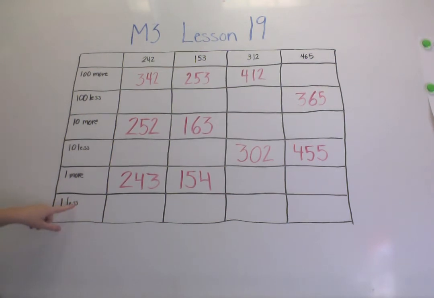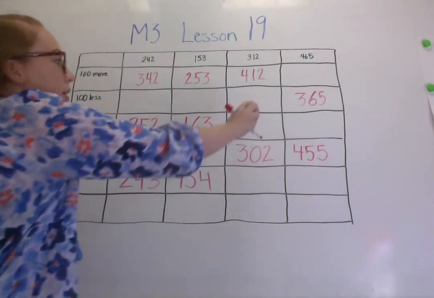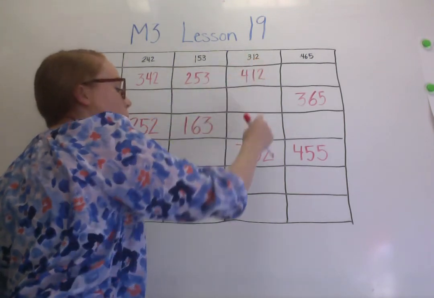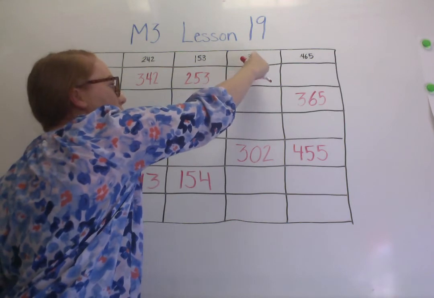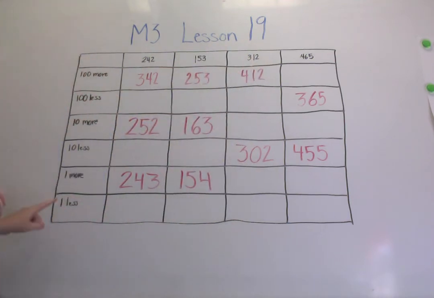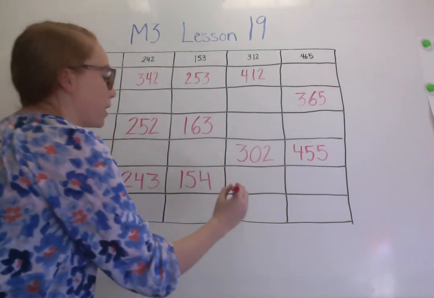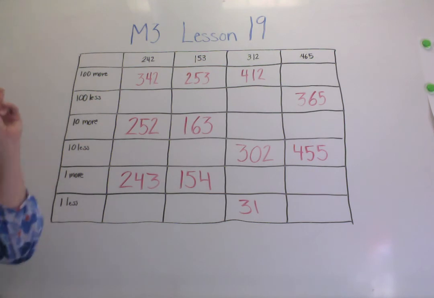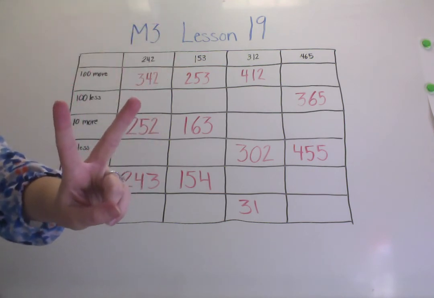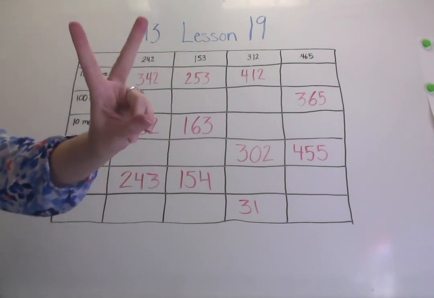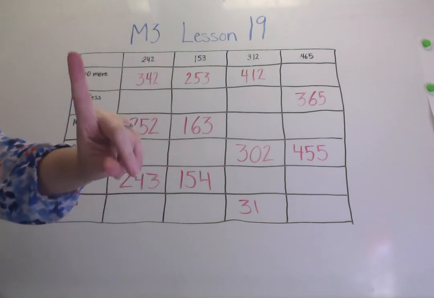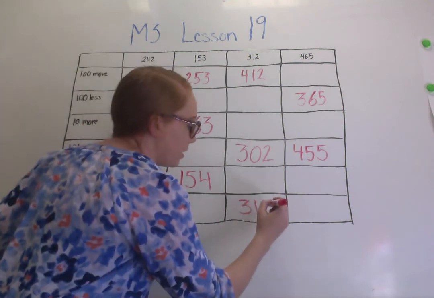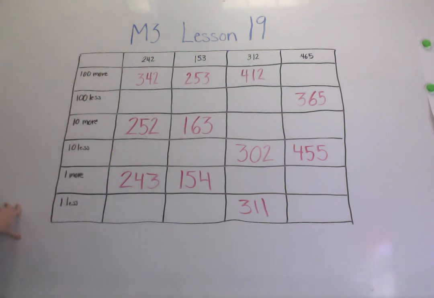It says 1 less. So if we look for 1 less, the number right here is 312. Is my hundreds, tens, or ones place being changed? Well, it says 1 less, so my ones place is changing. I'm going to bring down what's in my hundreds, bring down what's in my tens, and I have to think now. I have 2 ones. It says 1 less. Wow, my answer is going to be 311.